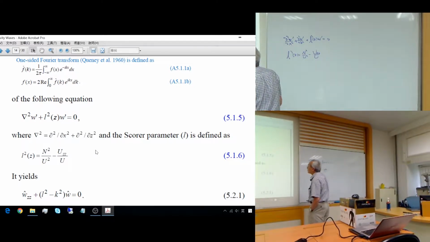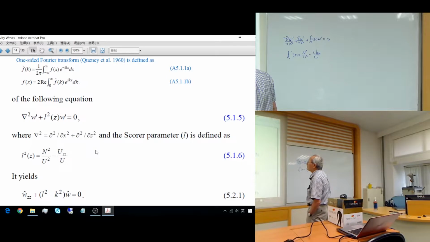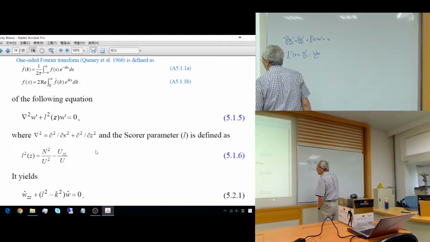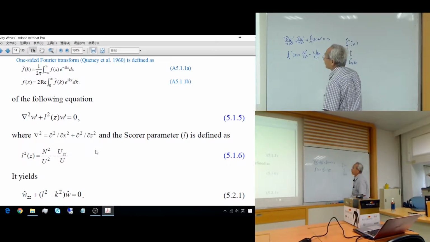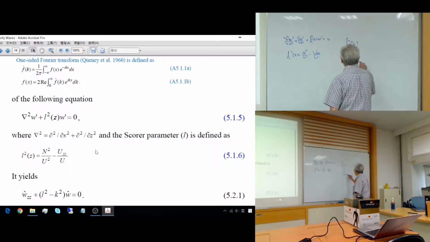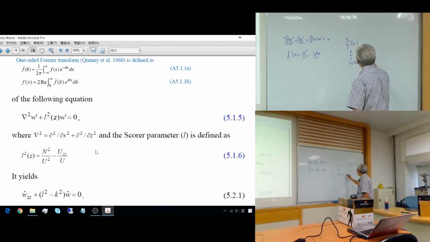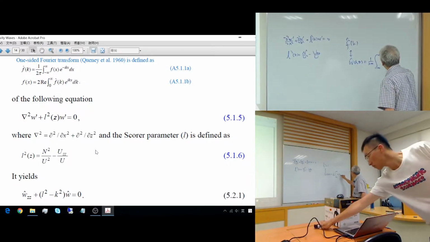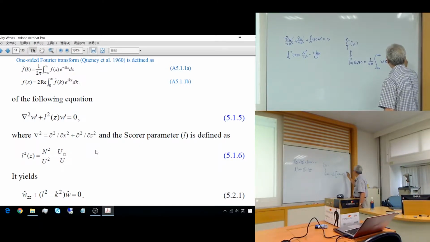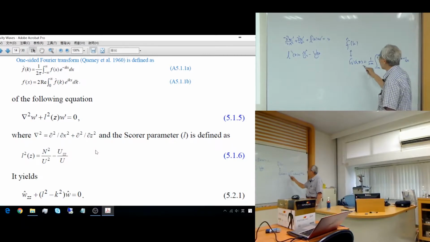Okay, so then if we take the one-sided Fourier transform, f hat of k here corresponds to w hat of k, z, which equals 1 over 2π times the integral from negative to positive infinity of w'(x, z) e to the minus ikx dx. So you make the Fourier transform like this.